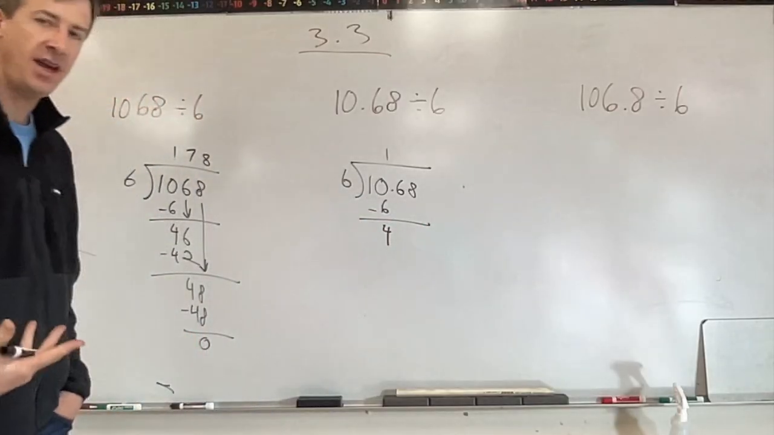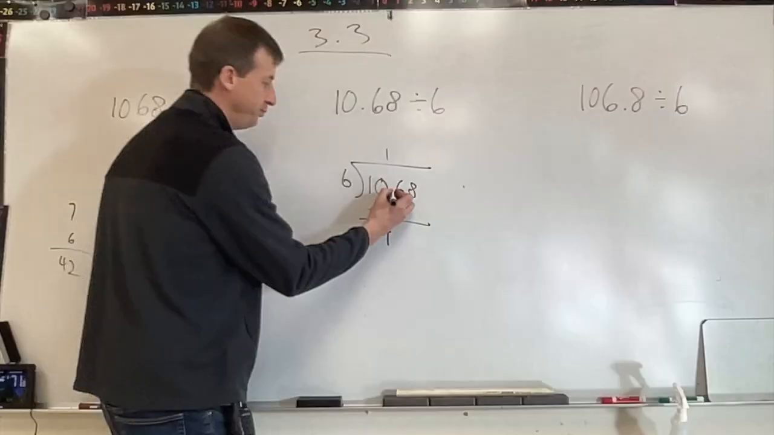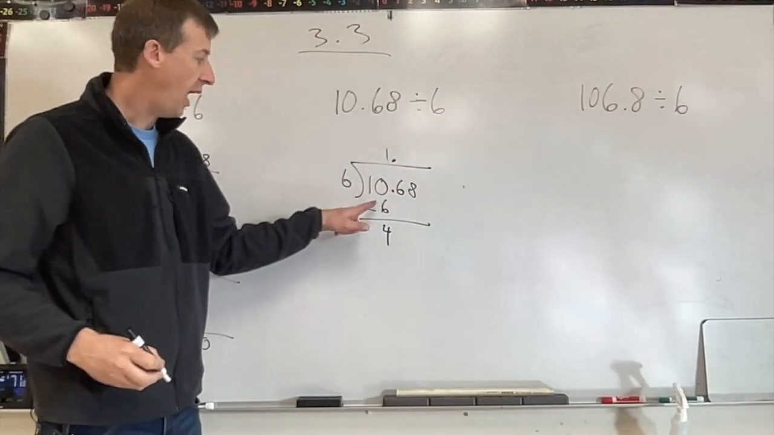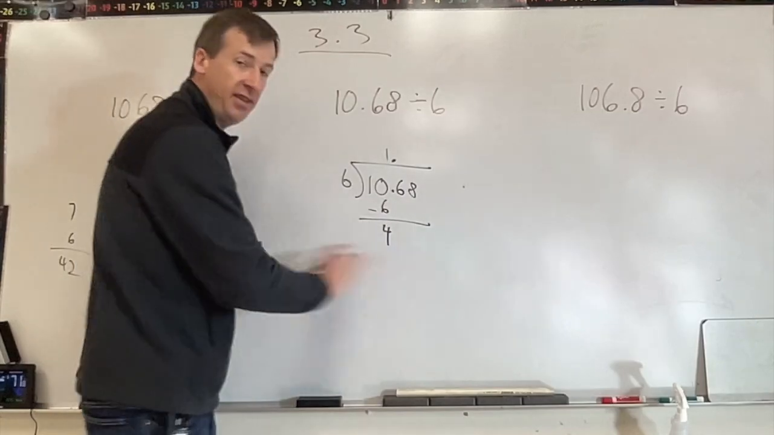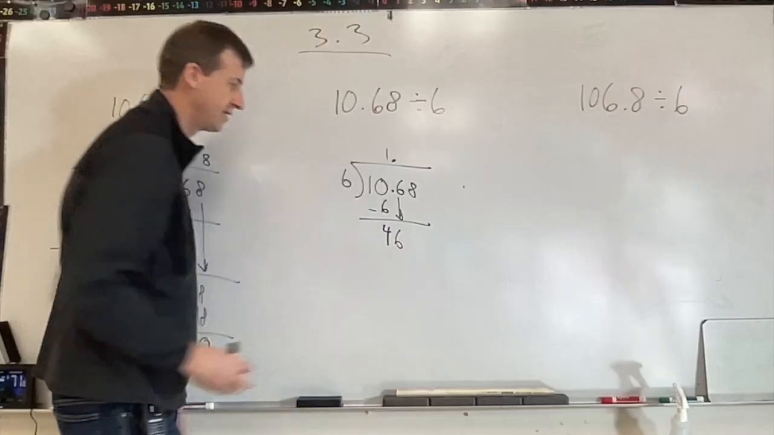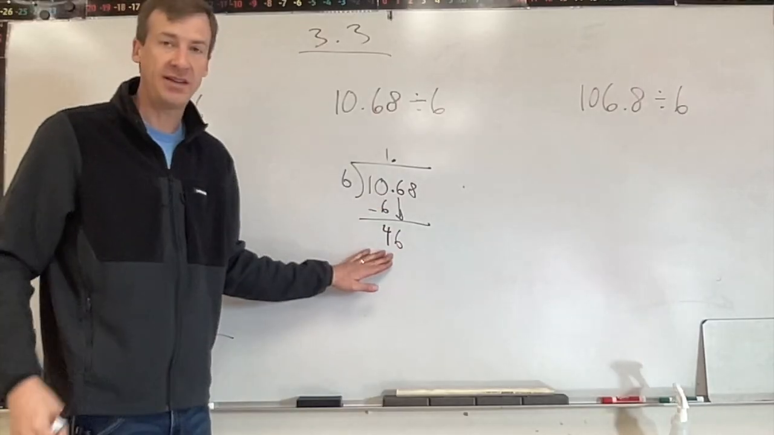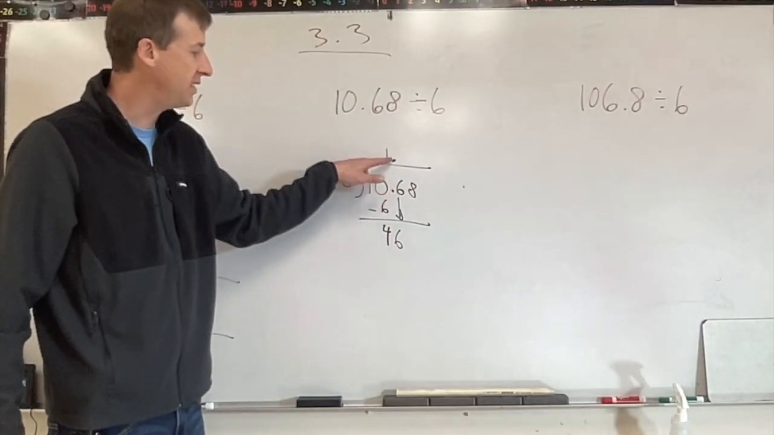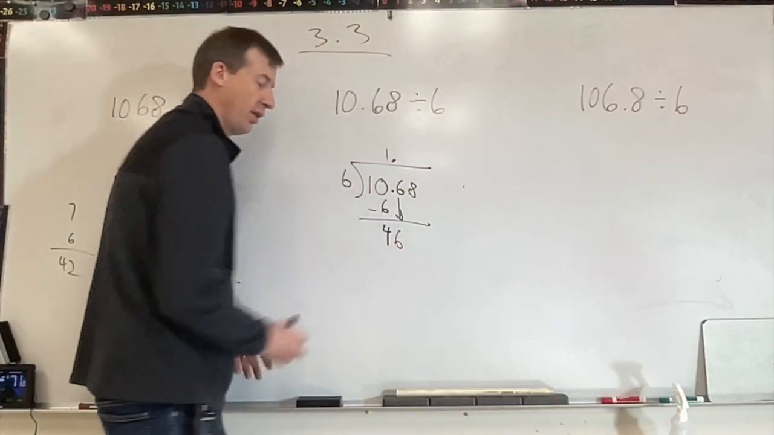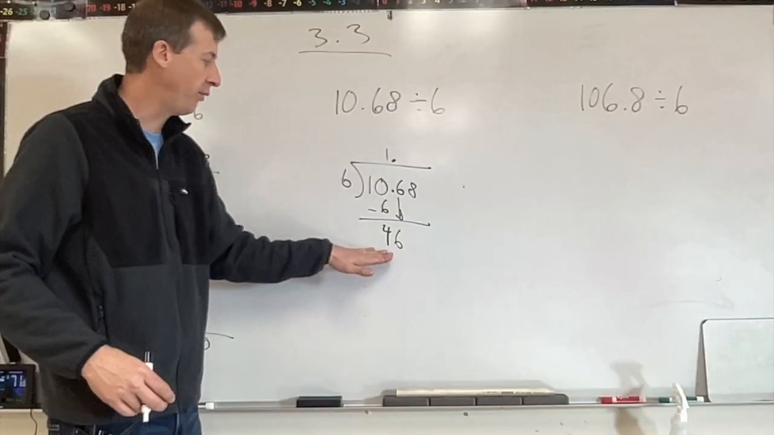The only difference here is when I get to this decimal point, I need to bring it up to the top. And then I'm not even going to put a decimal on the bottom. I'm just going to bring down this 6 and make it 46. I'm ignoring that decimal point like it doesn't even exist. I put it up on the top, but I ignore it down here. If you really wanted to, you could put it as 4.6, but just treat it like a plain old 46.